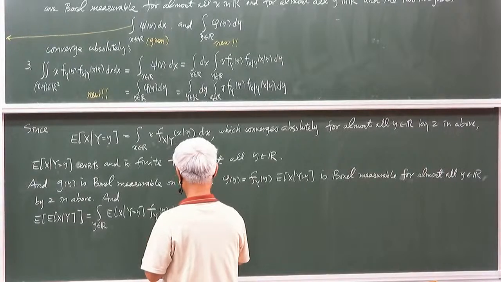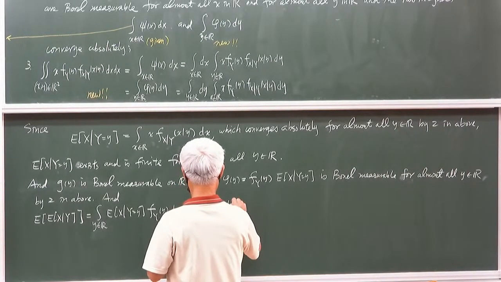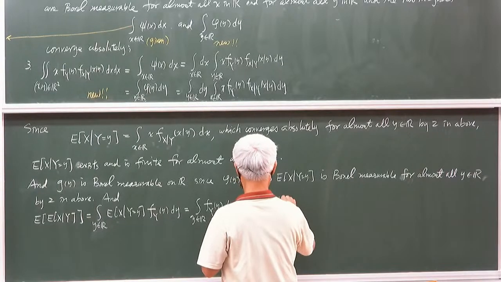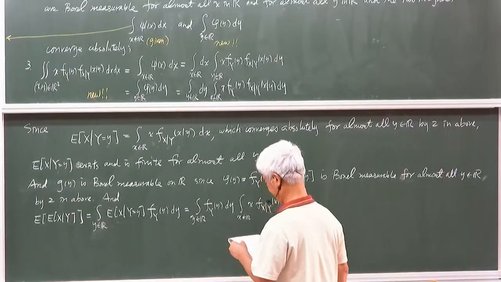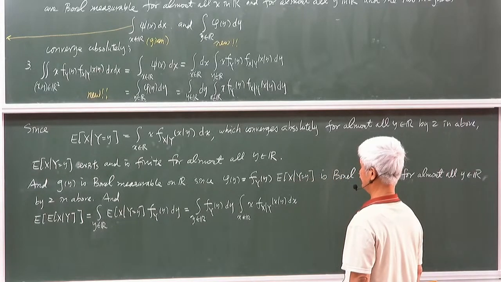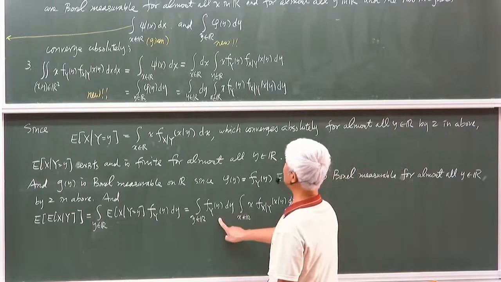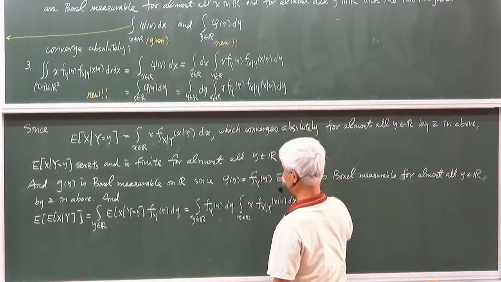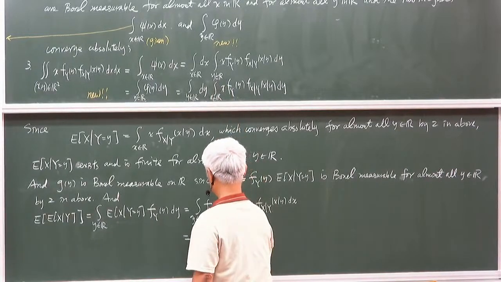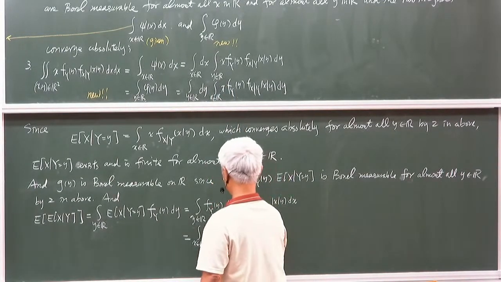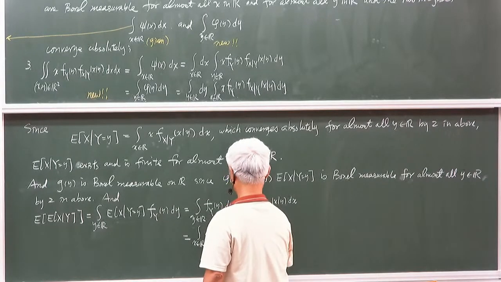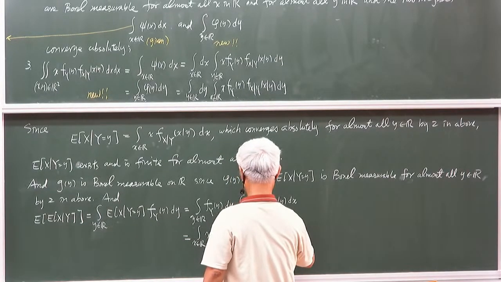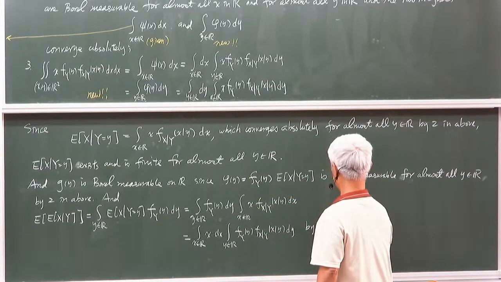All right, and this integral, okay, so this integral is here. This iterative integral is equal to this integral, and so this is equal to this one. So we can exchange the order of integration. Okay, so this is by 3 in above.